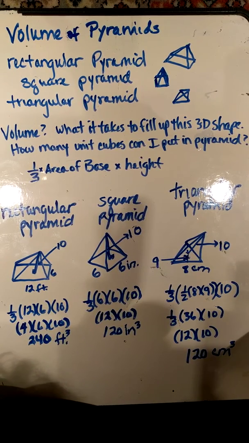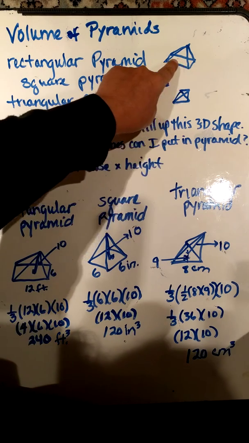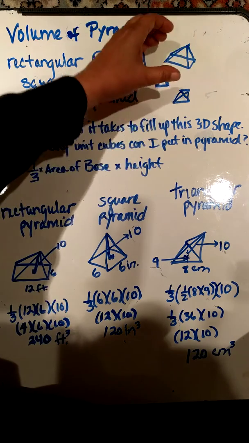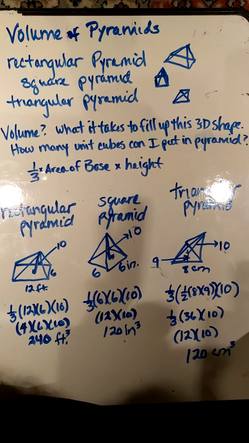All right, so now I'd like to talk to you about volume of pyramids. And just like with prisms, they're classified by the base of the pyramid. So we have something called a rectangular pyramid, and basically it's where the base of the pyramid is a rectangle. And notice that all the sides come up to a certain point on top.